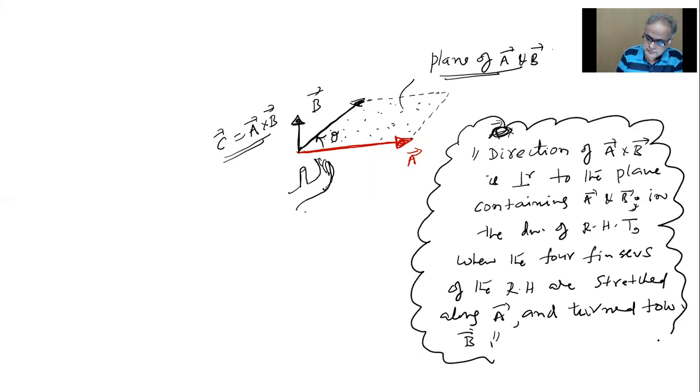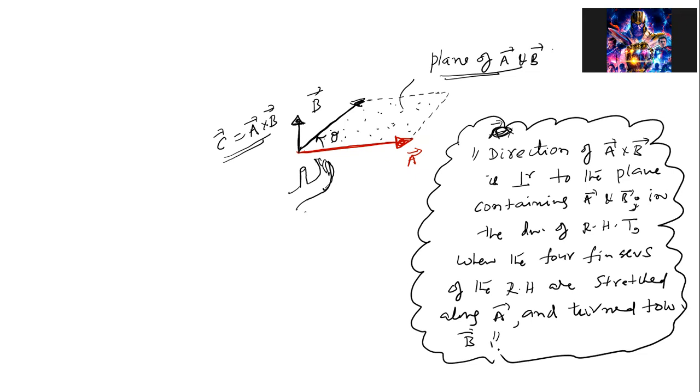Okay. And now you can see why that n cap. N cap is a vector like this now, a vector perpendicular to the plane of A and B in the right hand thumb direction. I tried my best to give a 3D picture there.